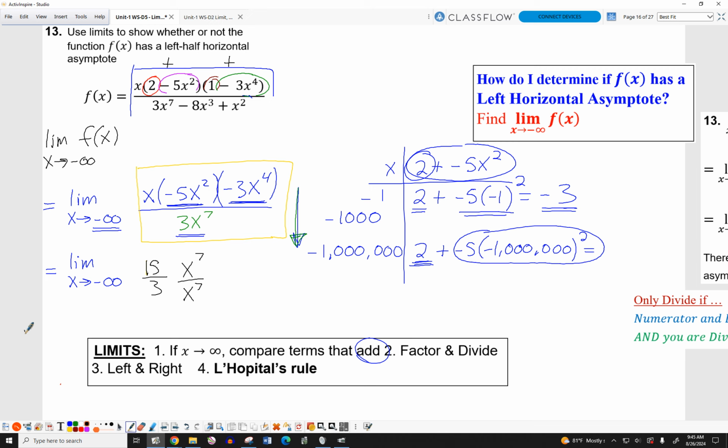Oh, could you please show one more time how you got to the... Huh? So right here, these are all factors. There's a factor of x, 2 more x's, a factor of negative 5, a factor of x times x, a factor of negative 3, a factor of x times x times x times x. You can rearrange them in any order and way you'd like.